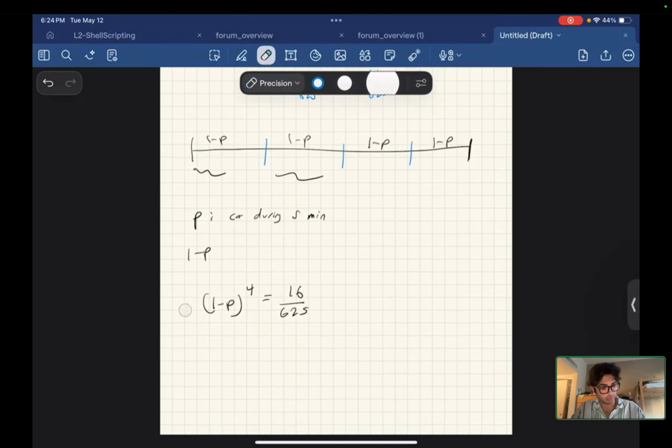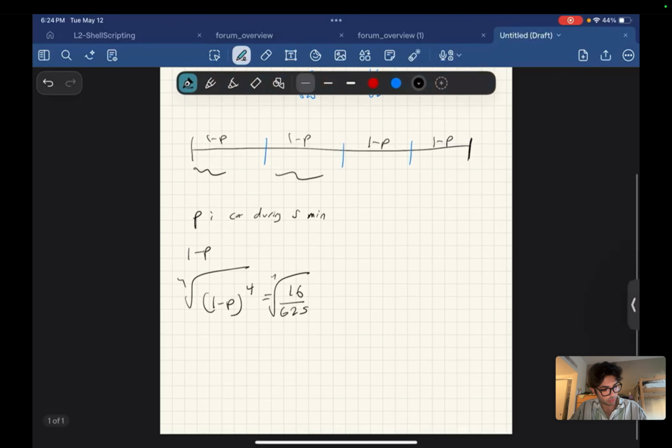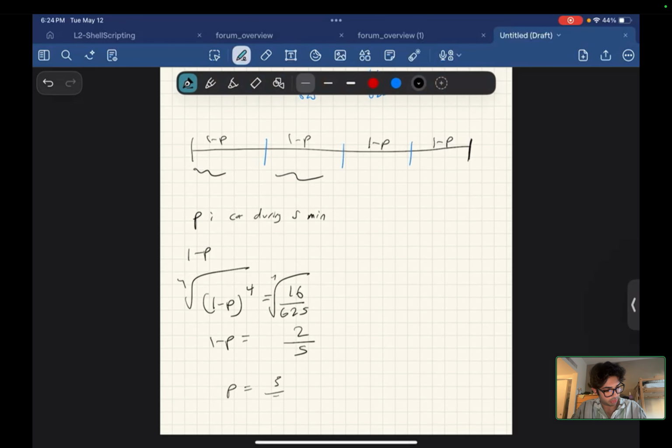And so take the 4th root. 1 minus P equals 2 over 5. And so P equals 3/5. And that's the final answer.